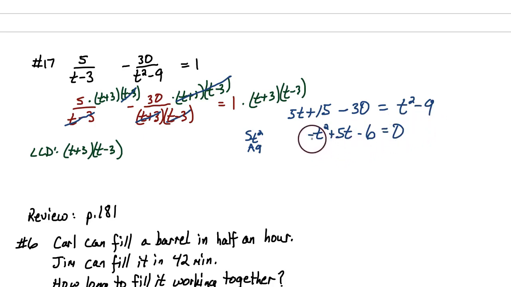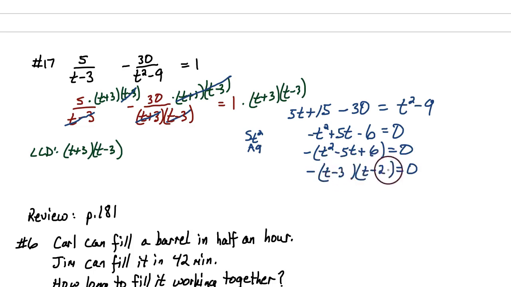Because there's a leading coefficient of a negative sign, let's factor out the negative, which changes the signs of the other terms. Now factor the trinomial using FOIL. We can use t minus 3 times t minus 2. The solution from this first one will be t equals 3, or the solution from this one will be t equals 2. Now, do both of these answers really solve the equation, or is one of them extraneous?